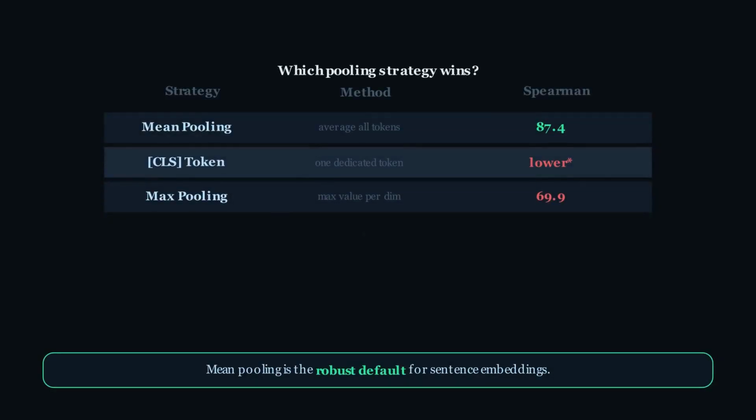Mean pooling, simply averaging every token vector, turns out to be the most robust default choice, scoring 87.4 on standard benchmarks. The CLS token needs task-specific fine-tuning to be competitive, and max pooling generally performs the worst of the three.